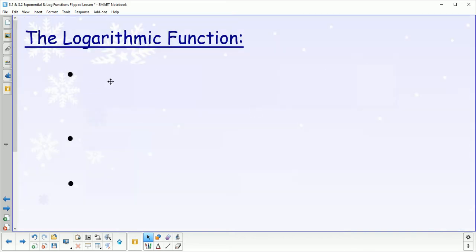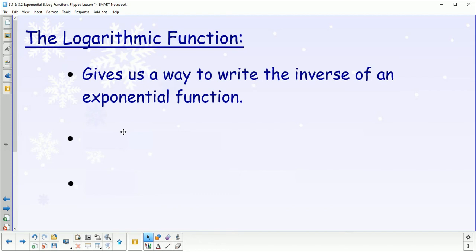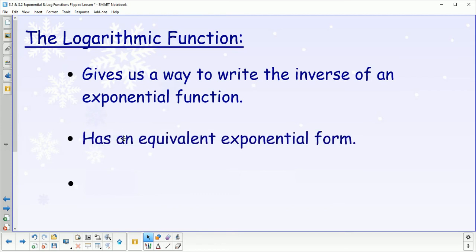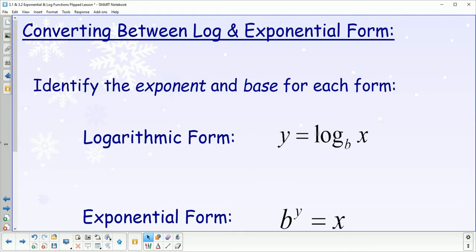Now the log function is essentially the inverse of an exponential function. It's got an equivalent exponential form. We can change between the two of them and still keep our equation or expression the same, and it's going to have the form y equals log base b of x. So we say log base b of x here. Okay, so identifying the exponent and base.